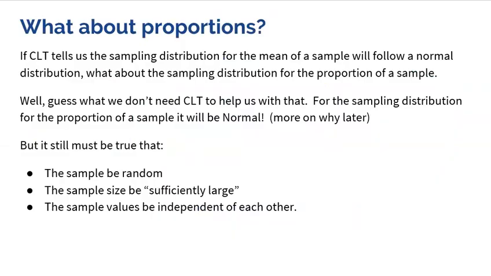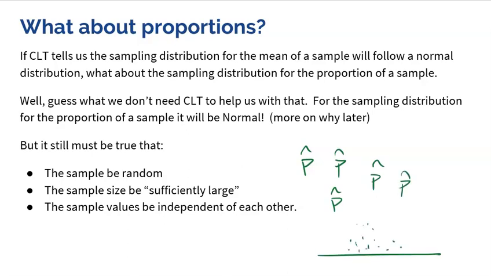Now, the central limit theorem is only true for means. But what about proportions? Well, actually, don't worry about it. We don't even need the central limit theorem for proportions. It's actually kind of known. I mean, a sampling distribution for the proportion will always be normal. Honestly, we'll talk more about that later in upcoming videos. But anytime you're looking at a bunch of p-hats, which is a sampling distribution, and you put them all together where every single dot represents the p-hat of a sample, that will always be normal.